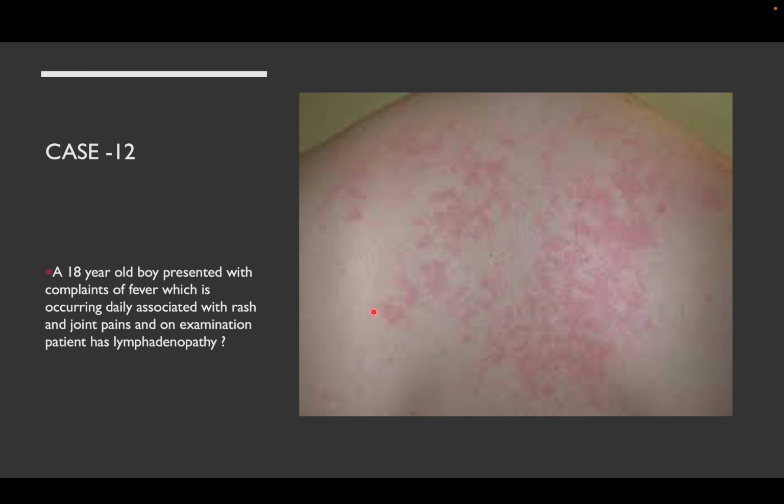At the height of fever, rash will be there, after that it will subside. So that is a classical evanescent quotidian fever rash that is classically seen in the case of adult onset Still's disease. That fever is there occurring daily with rash. That is a classical kind of Still's disease.